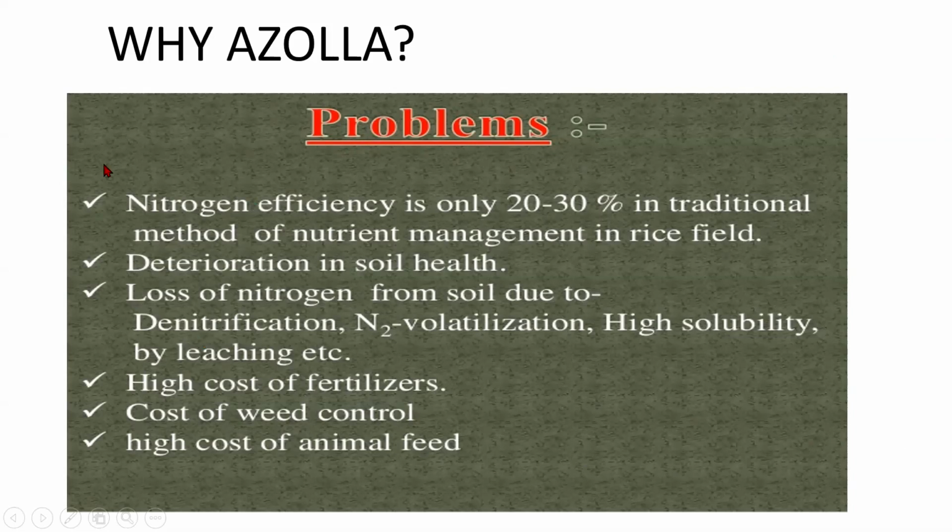So why azolla? There are so many problems when you use chemical fertilizers. Mainly, nitrogen is very limited, and plants need a good nitrogen amount for a good yield. Nitrogen efficiency is very less with normal nutrient management in the rice field, because when you grow legumes, they can fix their own nitrogen in their root nodules.